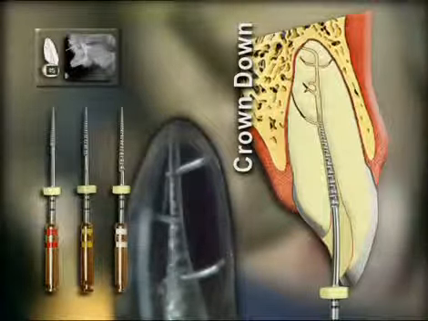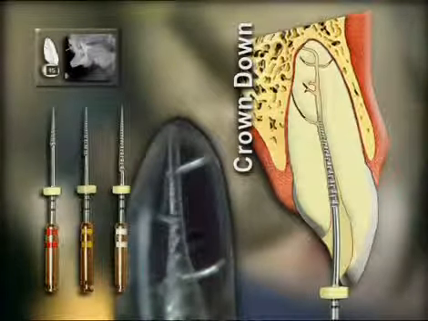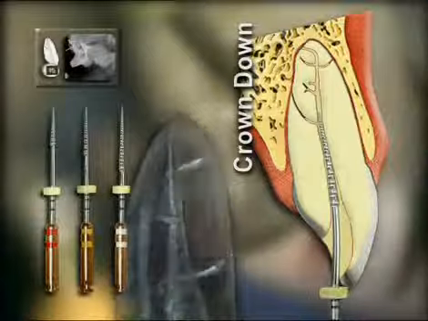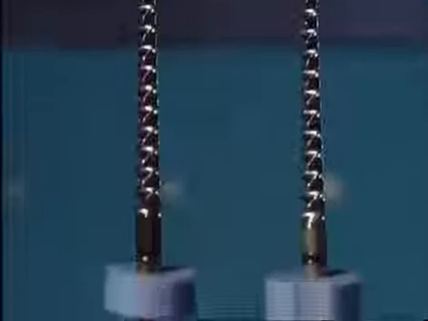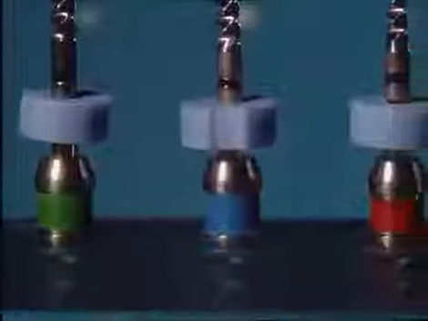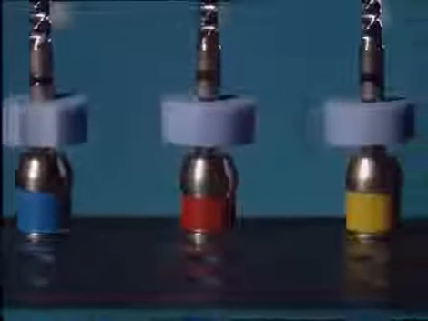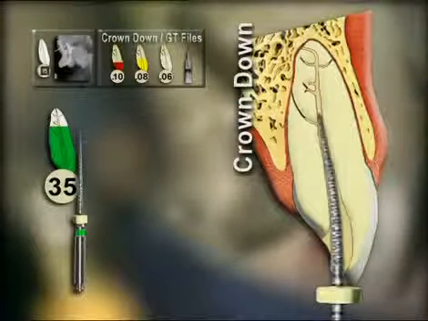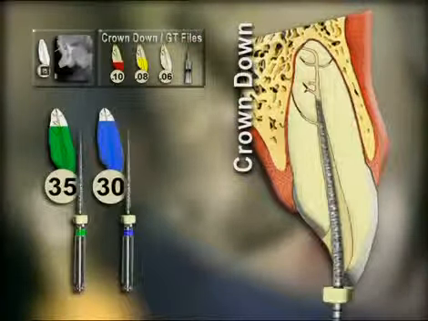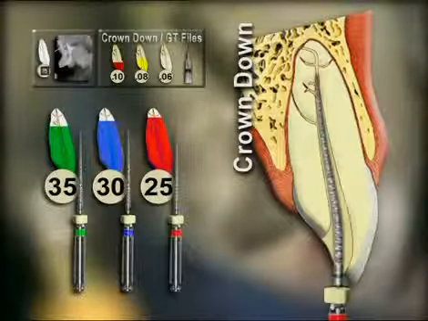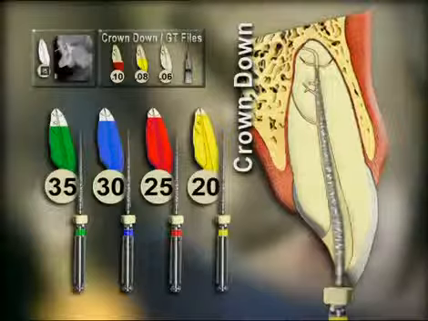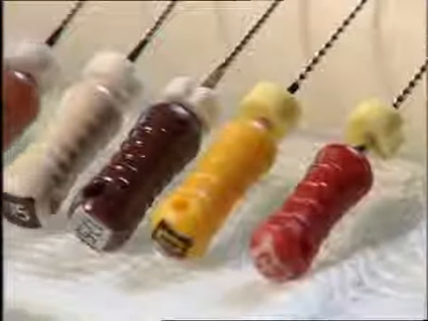Early coronal enlargement is important to get the files of greater taper easily and safely into the apical portion of the canal. The crown-down is continued with nickel-titanium files of smaller taper. In this case, 0.04 profiles in sizes 35, 30, 25, and 20 are used. Finally, small pre-curved K-files are used to explore the actual size of the apical foramen.